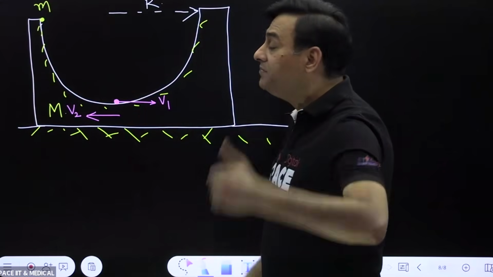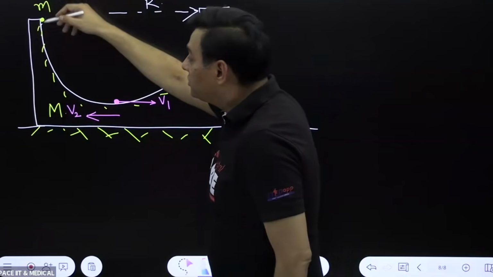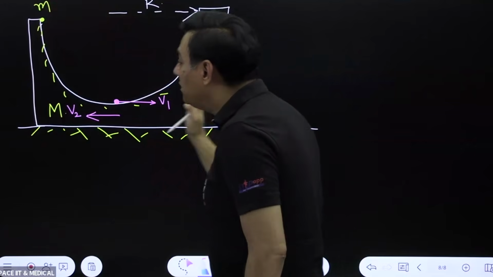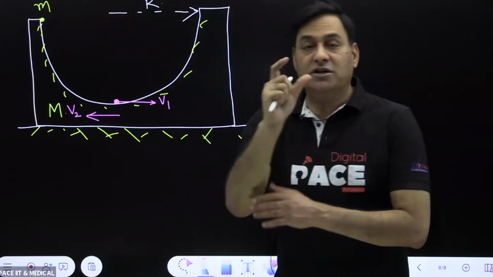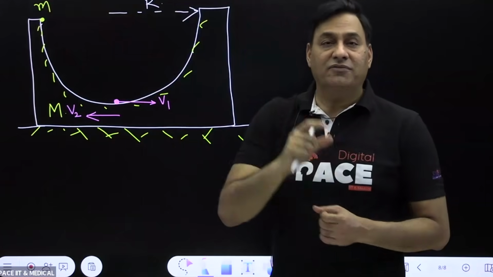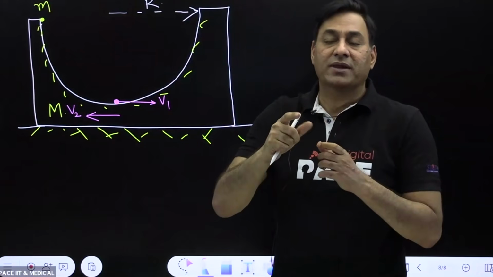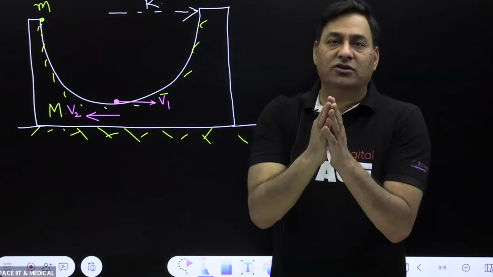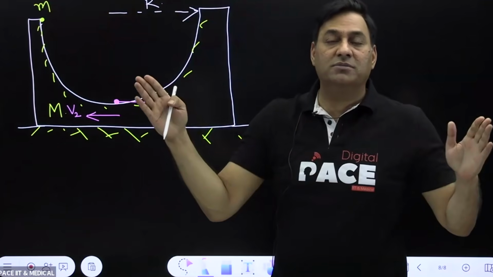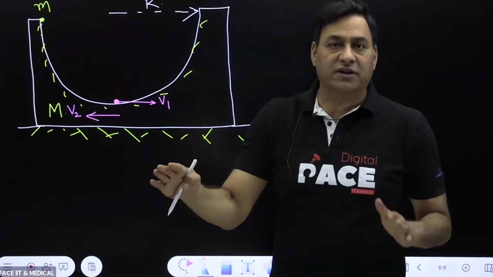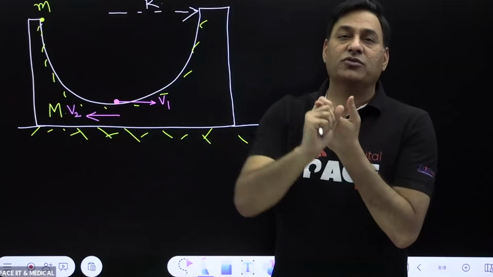I could have asked you, when it reaches the lowest position, how much has the wedge moved? If I ask you the position of the center of mass of the wedge after it has reached the lowest position, then you need to use the center of mass concept. Because there is no external force acting on the system, center of mass of the whole system in horizontal direction should not shift. So to find the position, you would have used that.